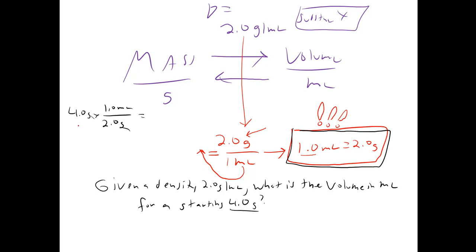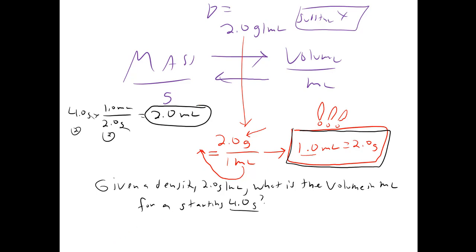So I do 4 times 1 divided by 2.0. Please keep in mind we have to worry about sig figs. Starting value has 2 sig figs. And then the density equality has 2 sig figs. So the final answer is rounded to 2 sig figs. So this is going to give me 2.0 mils. So using density as a conversion factor, I converted from mass to volume.